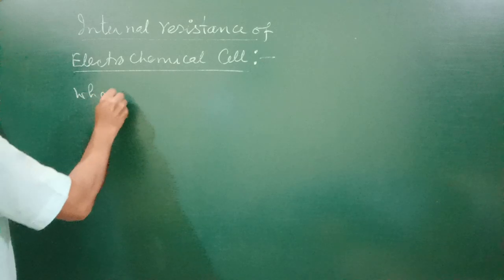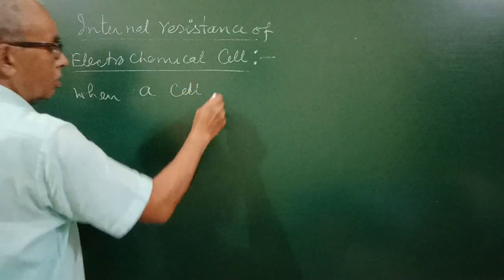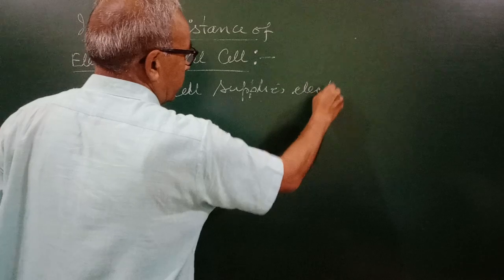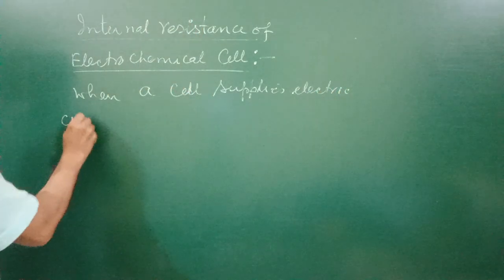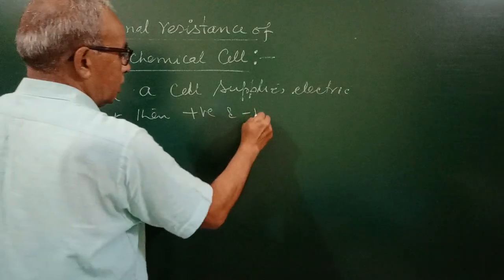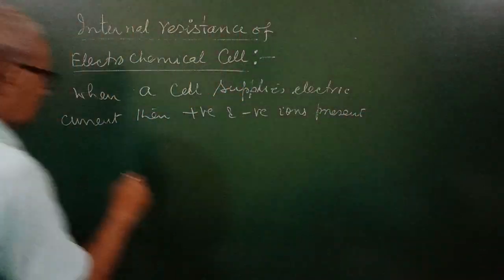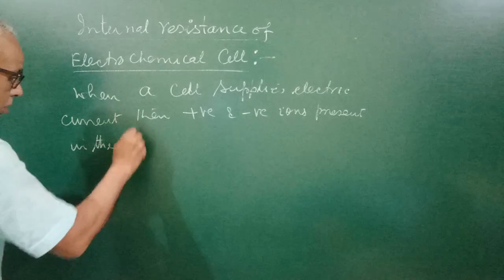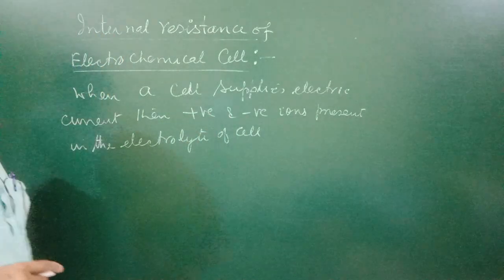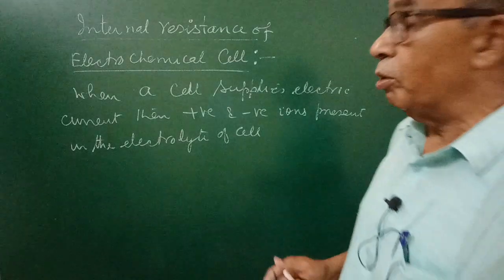When a cell supplies electric current, then positive and negative ions present in the electrolyte of the cell, positive and negative ion electrolyte, just I told you sulfuric acid is the electrolyte there in simple voltaic cell.